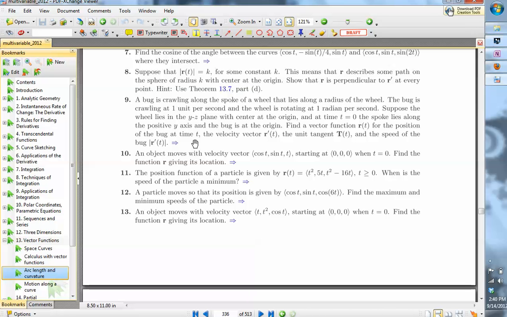Suppose that the magnitude of r is equal to a constant. This means that r describes some path on the sphere of radius k with center at the origin. Is that really what that means? Do you understand why that means that?